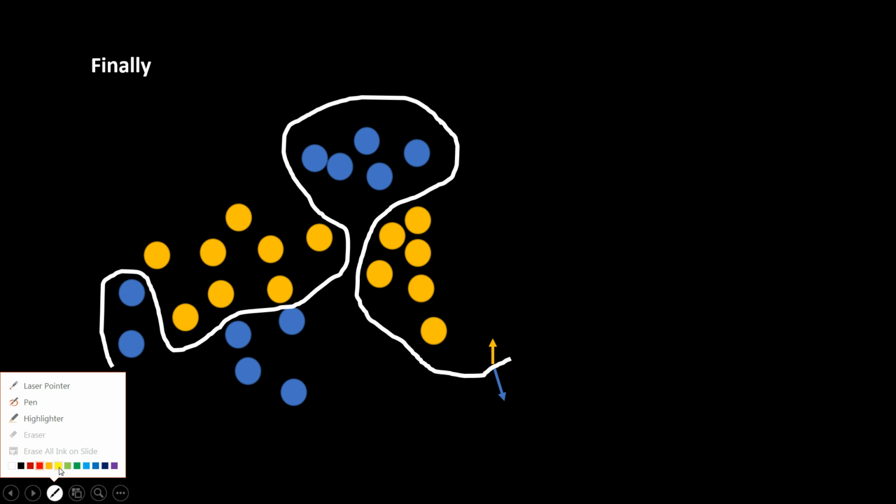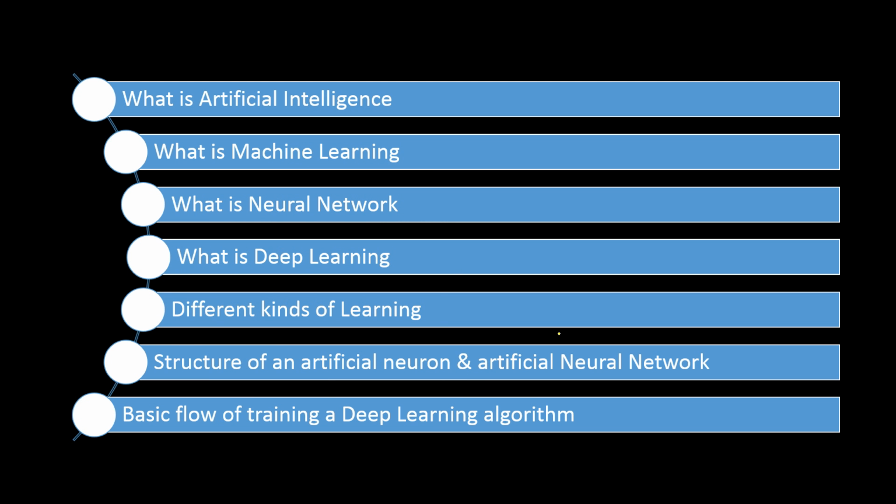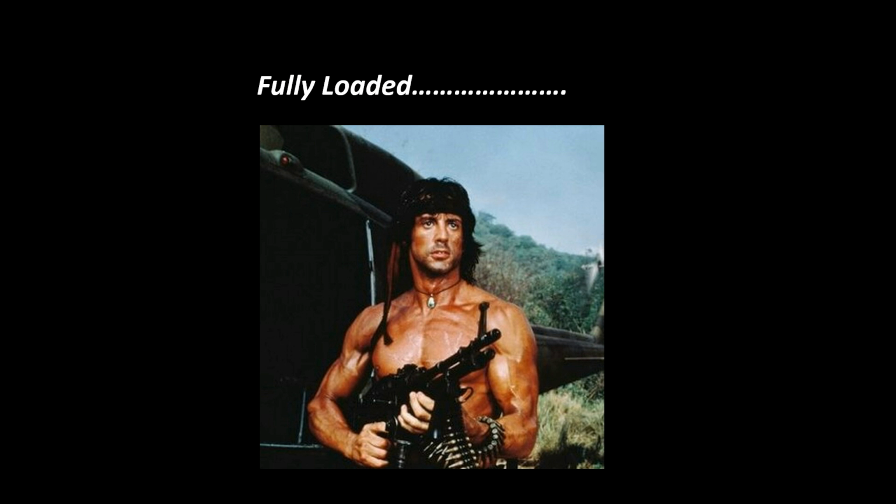So I think that's it. It was quite a long video, but my aim was to give an overall introduction of everything from artificial intelligence to neural networks, the structure of a single neuron, and the basic flow of training a deep learning algorithm. I hope I covered everything. I hope you are fully loaded with the theoretical concepts and ready to go to the battlefield and solve deep learning problems.